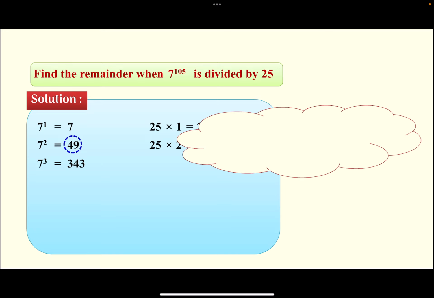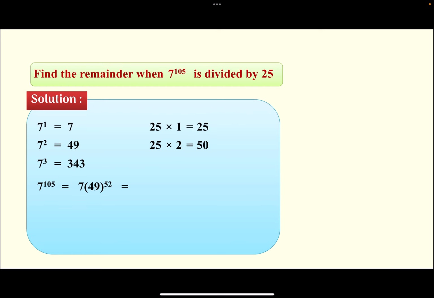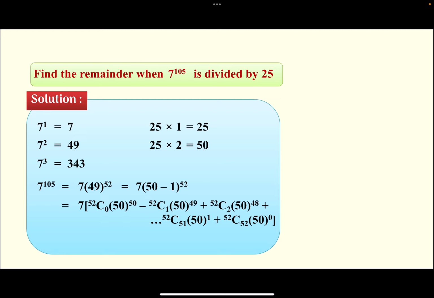So here, 7 raised to 105 can be written as 7 into 7 raised to 104, which is 7 into 7 square raised to 52, and 7 square is 49, raised to 52. Now this 49 will be written as 50 minus 1 raised to 52. Now in the expansion of 50 minus 1 raised to 52, you will have a 7 outside and all the terms inside the bracket.